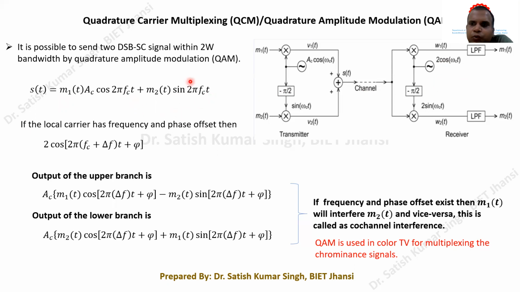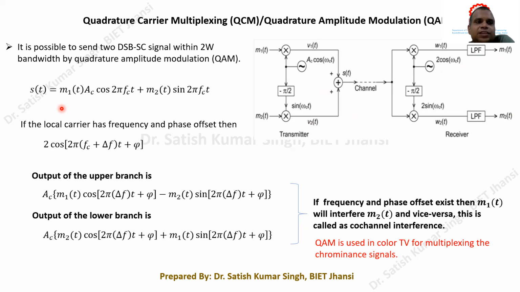Similarly, if you want to extract m2(t), then we have to multiply by sin omega ct. You do not need to bother about this factor of 2; you can take it as 1, 2, 3, whatever. But if you take 2, then obviously you get simplified equations, which give m1(t) and m2(t). You can just do it, and you will observe that the output is proportional to m1(t) in the upper arm and m2(t) in the lower arm. This way we are able to separate the two message signals m1(t) and m2(t) by multiplying by an appropriate carrier at the receiver side.